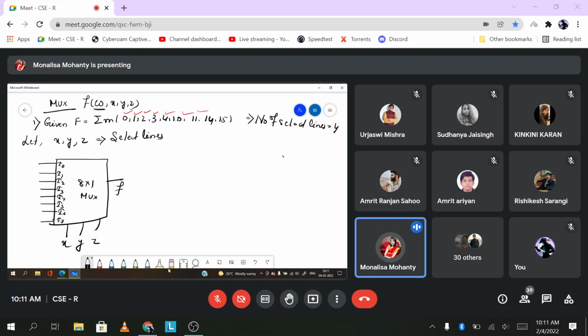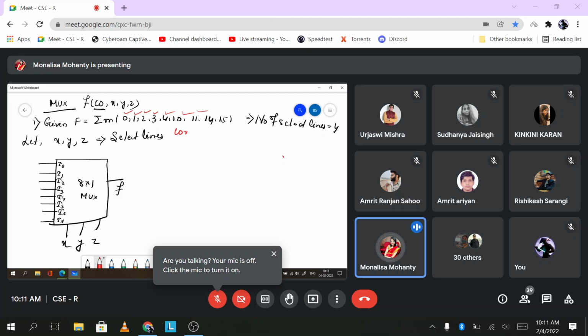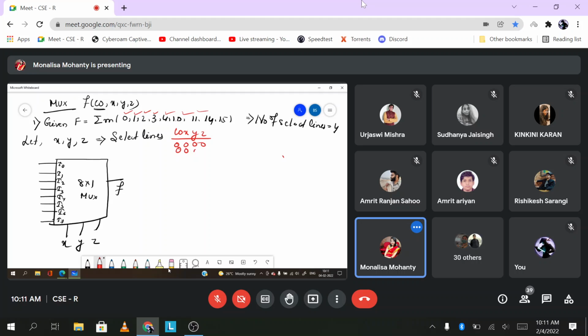Alright. Now, in order to implement this, what is the basic thing that we need to have? We need to have the truth table. So first you form the truth table with W, X, Y, Z, and rows 0, 1, 2, 3, 4, 5, 6, 7, 8, 9, 10.